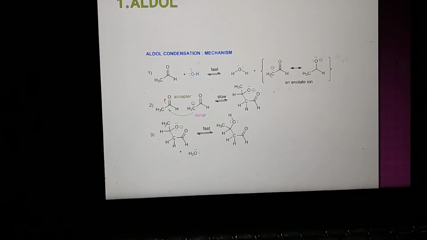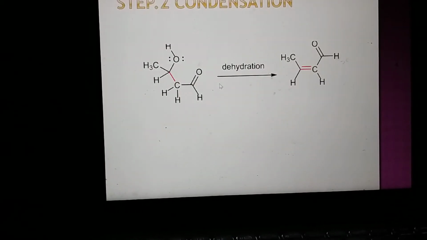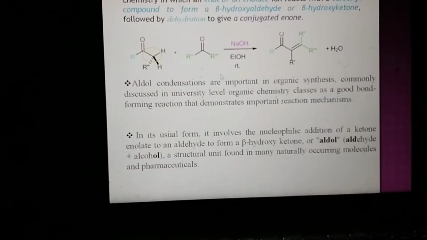So keep in your mind the concept that one species has alpha hydrogen and the other species has the electrophile. That is what the mechanism involves, and this fragment moiety will be formed here. The starting material can vary, no doubt. I think your concept will be clear regarding the aldol condensation.